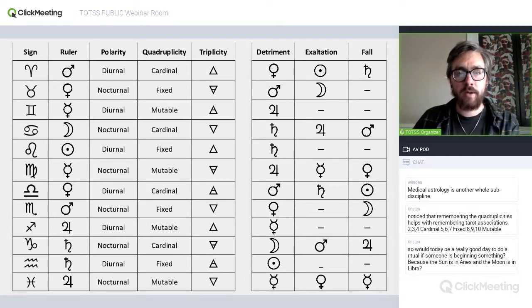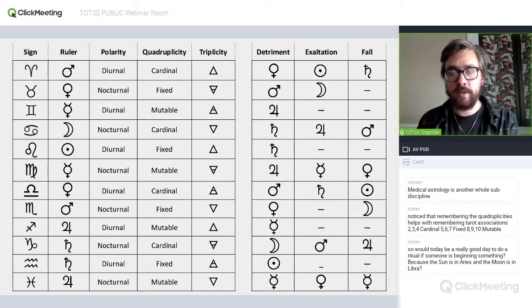Now I've separated out the detriment, exaltation, and fall here because they're less important for defining the inherent meaning of the signs. All the meaning of the signs really comes out of who does it rule, what's the polarity, what's the quadruplicity, what's the triplicity. Those are what defines the inherent nature of the signs. Detriment, exaltation, and fall is also important information and tells us more about the signs, but is less central to the sign's meaning.